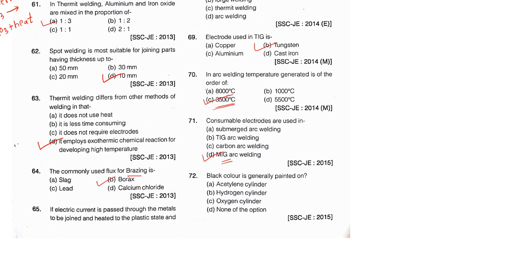Very good question. Acetylene cylinder, hydrogen, oxygen, none of the above. So the correct answer is what? Option number C, oxygen cylinder. These are coated with black color. While when we talk of acetylene cylinder, these are with maroon color. Okay, is it clear? So these are all questions which have been previously asked in SSC JE.